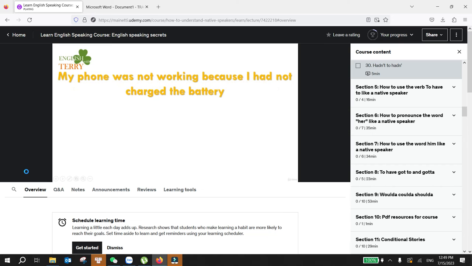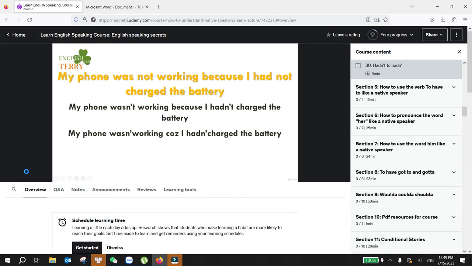My phone was not working because I had not charged the battery. My phone wasn't working because I hadn't charged the battery.